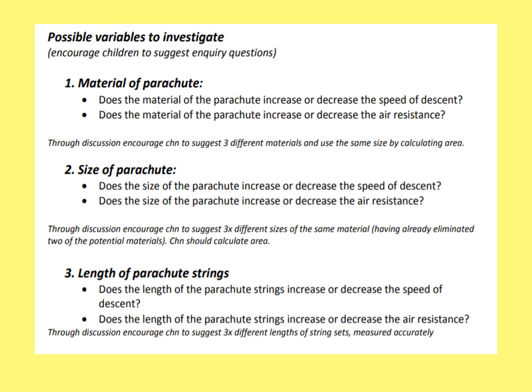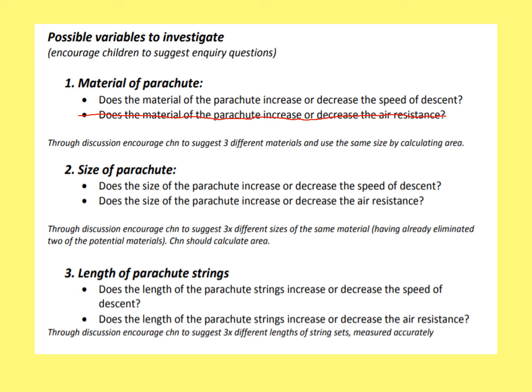First one is the material of the parachute. So underneath you can see there is an inquiry question to the start of your investigation. So does the material of the parachute increase or decrease the speed of descent? So that's what we're going to look at today. There is another inquiry question below, but we're not going to look at that one. We're all about measuring how long it takes the parachute to land on the floor.